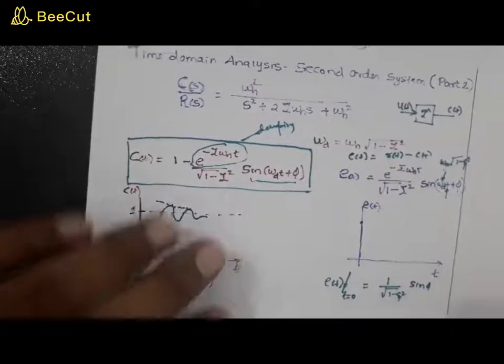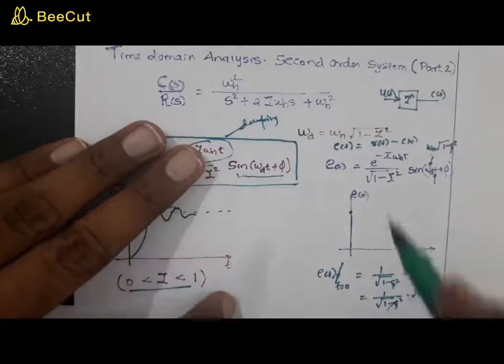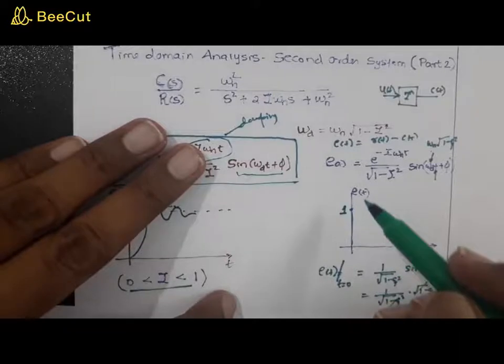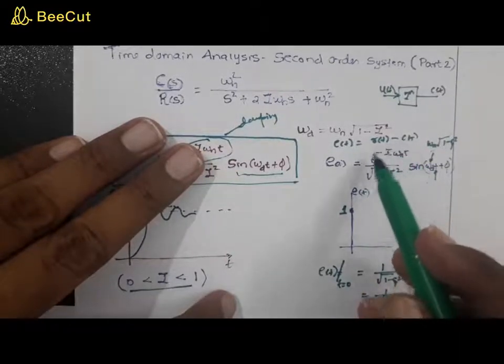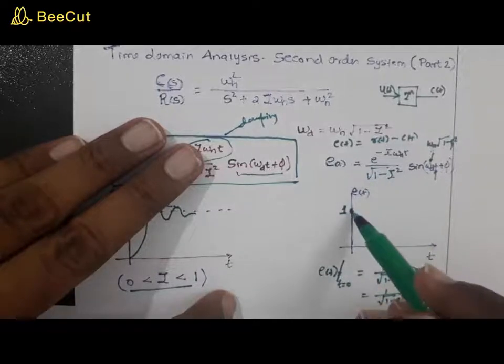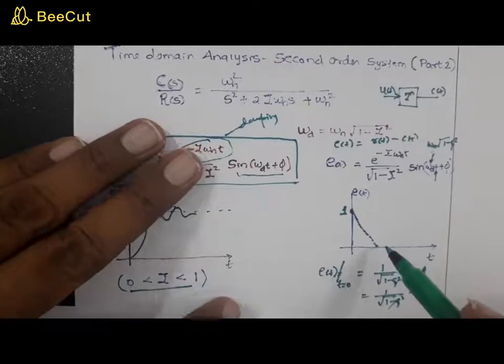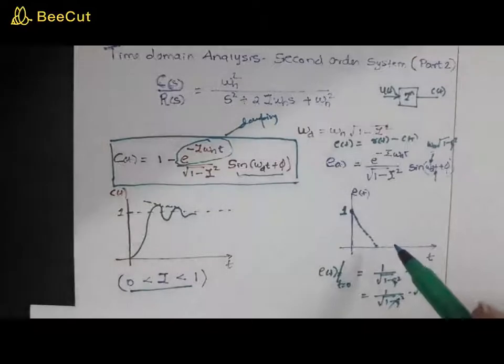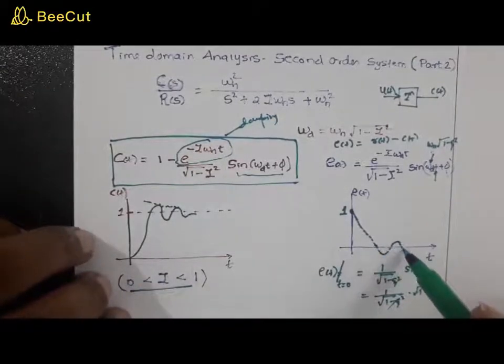Now, what is sine phi? Sine phi, we have assumed to be 1 by root of 1 minus theta square into root of 1 minus theta square, which is equal to 1. So, at t is equal to 0, it will be having the maximum error, which is equal to 1, right? Now, as we know that this is an exponentially decaying signal, this will be decaying, right? But what we can see is, as t increases, this will be decaying, but there will be a sinusoidal pattern.